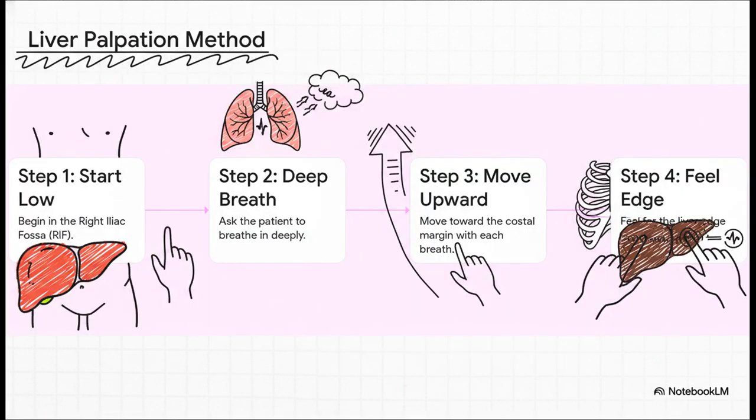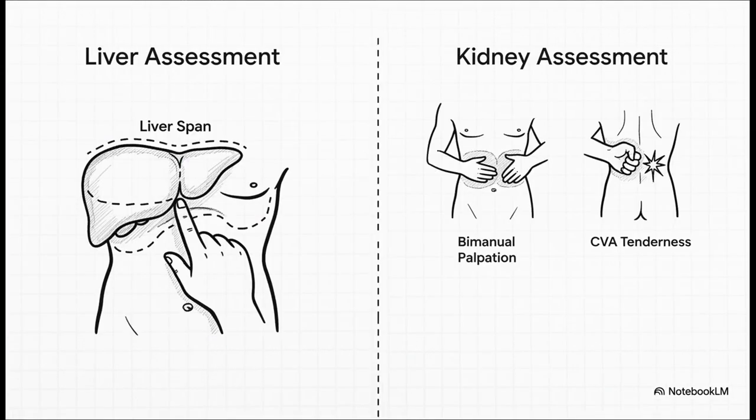You have to start low, way down in the right iliac fossa. Why is that so important? Because if the liver is massively enlarged and you start too high up, you'll miss it completely. So you start low, ask the patient to take deep breaths, and with each breath out, you move your hand up until you feel that liver edge come down and meet your fingers. After you've felt for the edge, you can percuss to estimate the liver's total size.